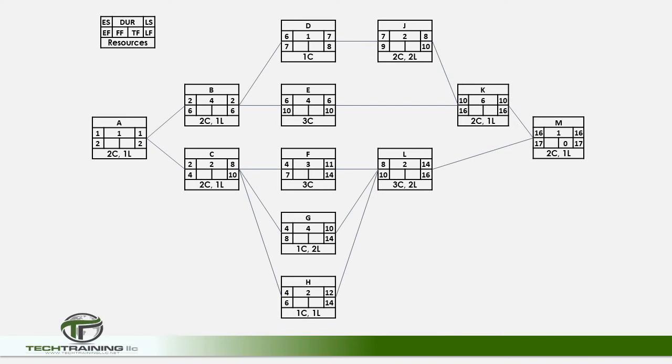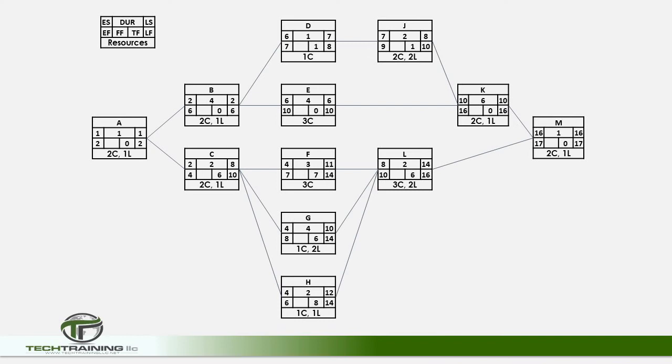The late start of 16 minus the early start of 16 equals 0, and the late finish 17 minus the early finish, also 17, equals 0. For activity L, the late start of 14 minus the early start of 8 equals 6, while the late finish of 16 minus the early finish of 10 also equals 6. We can now calculate the total float for all remaining activities.